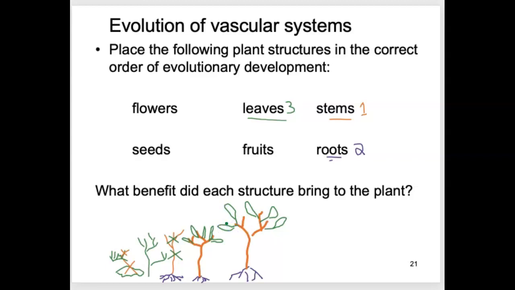All right, now, I still want to be competitive. I'm going to start producing seeds. Oh, that's number 4. So the fourth evolutionary structure for success are seeds. Because if I can drop my seed, a seed offers protection to the embryo, it has a food supply in there for it, and it really increases the chance of success of my offspring.